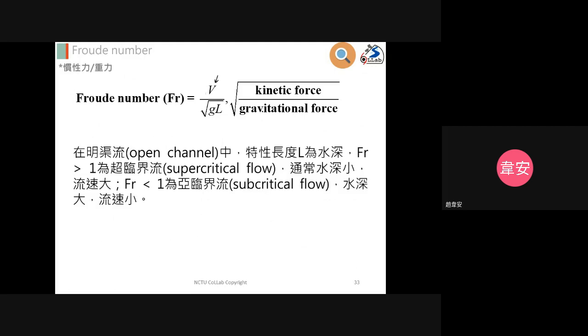And if the flow speed is large, then the Froude number also increases. And you see the Froude number is defined by the ratio between the kinetic force and the gravity force. So if your problem involves the gravity effect, you need to use the Froude number to do some discussions.